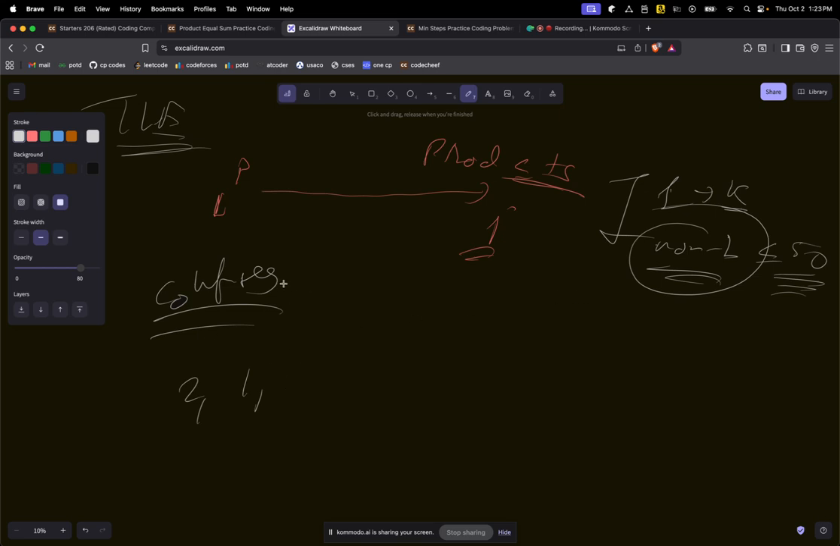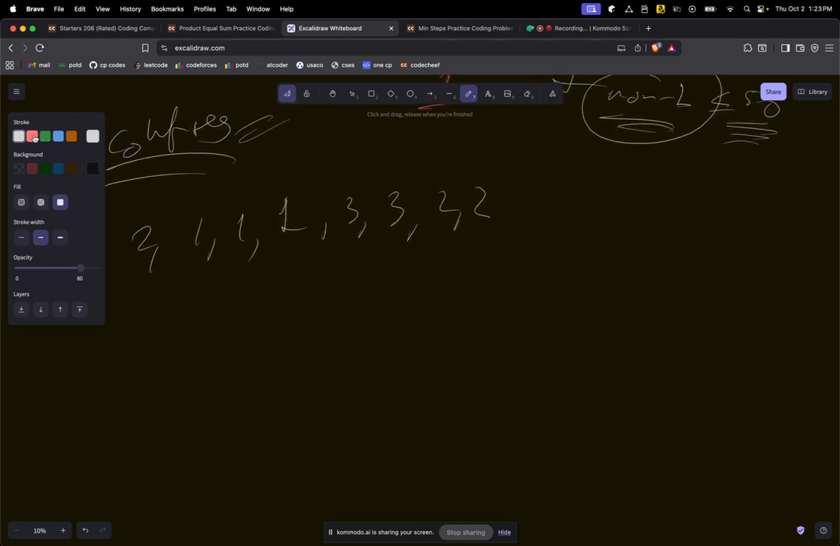So how does compressing the array work, and what does this mean? If I have this array 2 1 1 2 1 1 3 3 2 2, I would actually compress this array as 2 comma the frequency of 2. So 2 happens one time, then 1 and the frequency of 1, that is this subarray 1 comma 3, 3 comma 2 and 2 comma 2.